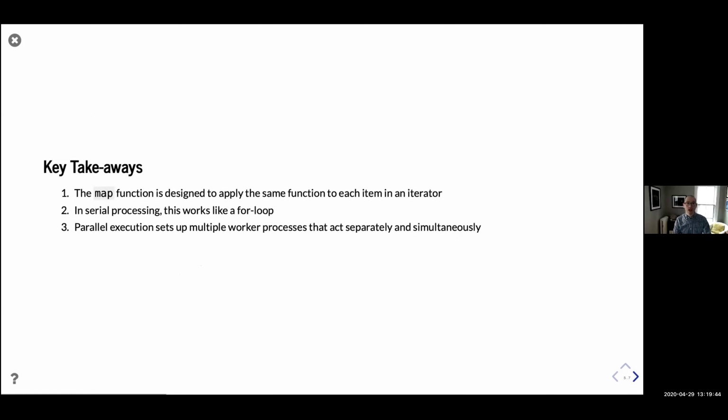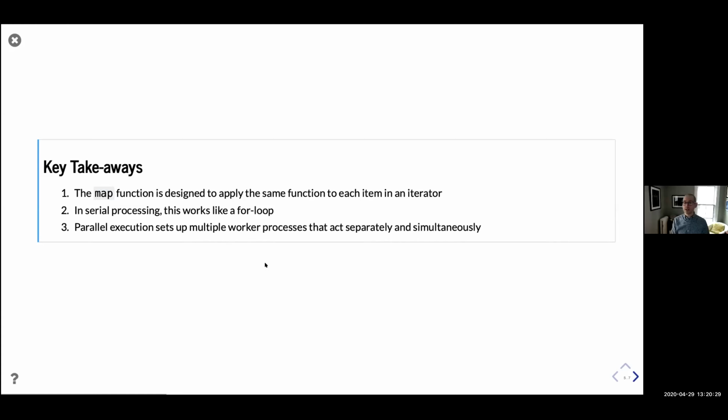Okay, so map is a really versatile function or method to take an input function and apply it to each item in an array or a generator or any iterator, actually. And in normal serial processing, this works just like a for loop, but it's a for loop you don't have to program, so that's kind of nice. But in parallel execution, this actually can set up these independent workers that can act completely independently and simultaneously to do whatever is in that function and then return the results.